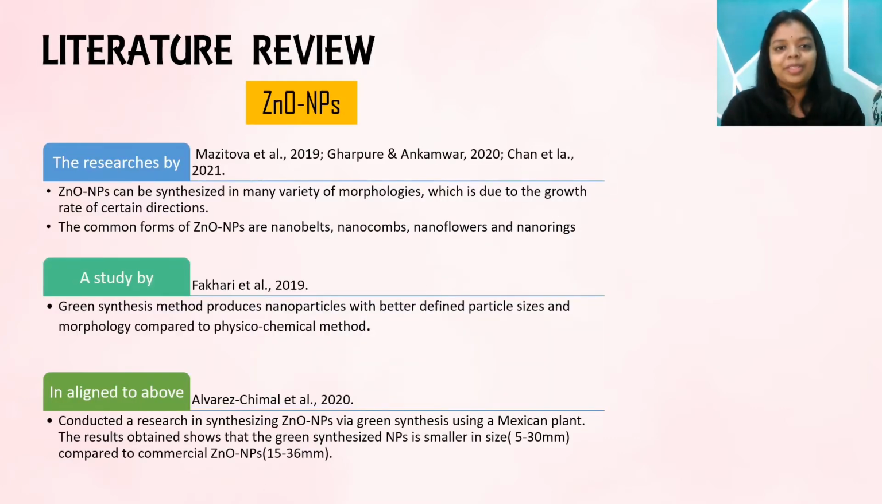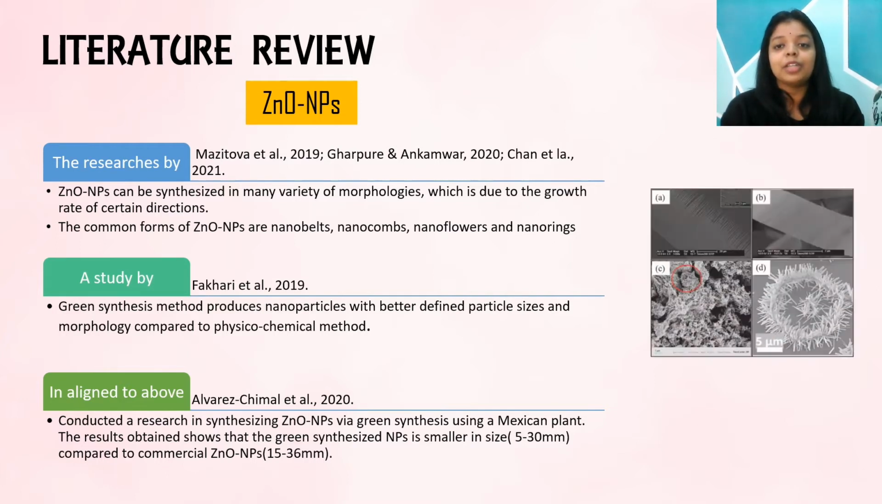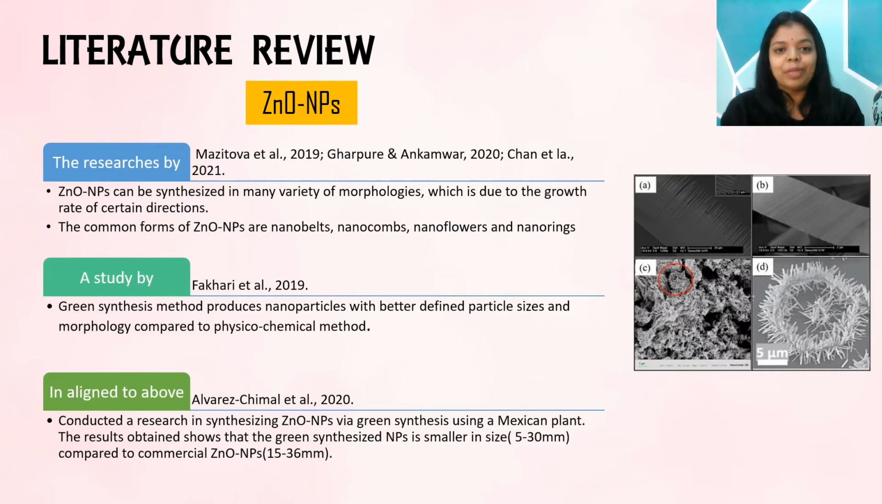Moving on to the literature review, the research conducted by Maditawa, Garpure, and Chan mentioned that zinc oxide nanoparticles can be synthesized in many varieties of morphologies, which is due to the growth rate in certain directions. The common forms of zinc oxide nanoparticles are shown below, where A is nanobelts, B is nanocombs, C is nanoflowers, and D is nanorings. Besides, a study by Fakre also mentioned that the green synthesis method produces nanoparticles with better defined particle sizes and morphology compared to the physical-chemical method.